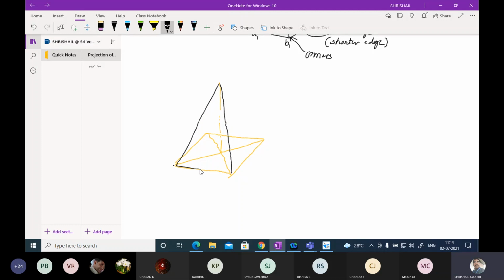And many of us will be confusing themselves. Instead of pyramid, they will make it a prism. Instead of prism, they will make it a pyramid. In the examination, please take care. Kindly take care.